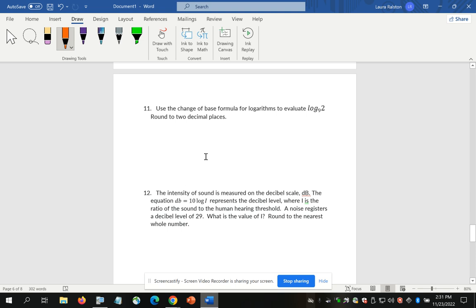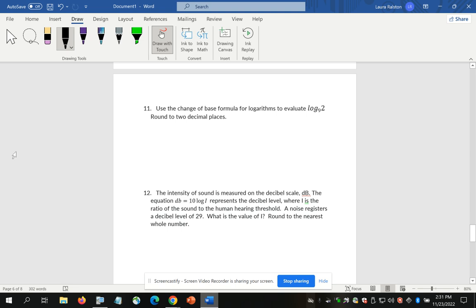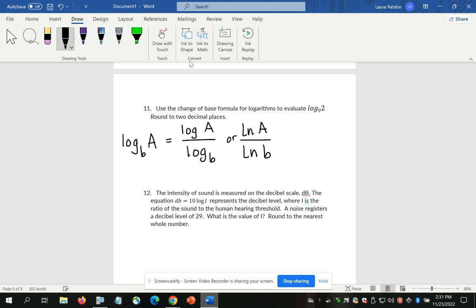Question 11 asks you to use the change of base formula to evaluate log base 9 of 2 and to round to 2 decimal places. Okay, so if you'll remember the change of base formula, if you have log base b of a and you want to change it to base 10, it's going to become log of a divided by log of b. Or you can use natural log. It doesn't matter whether you use natural log or log base 10.